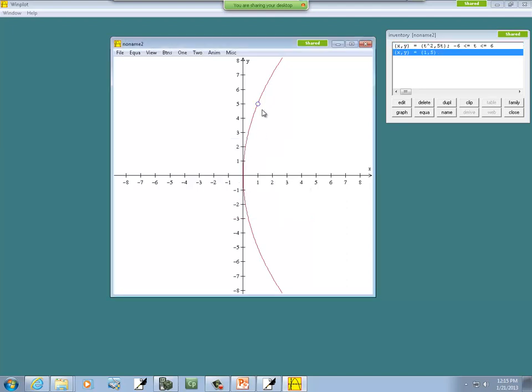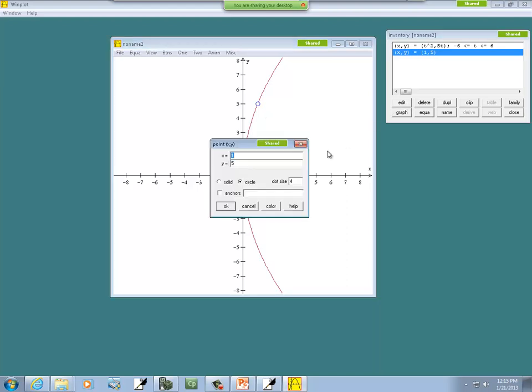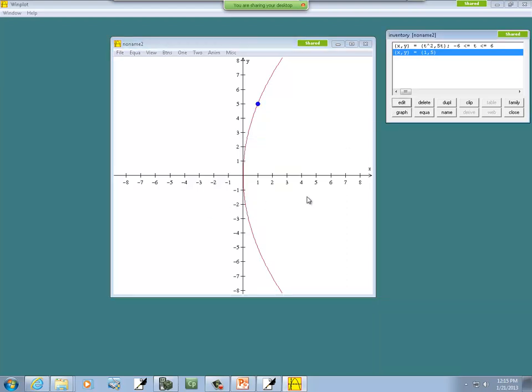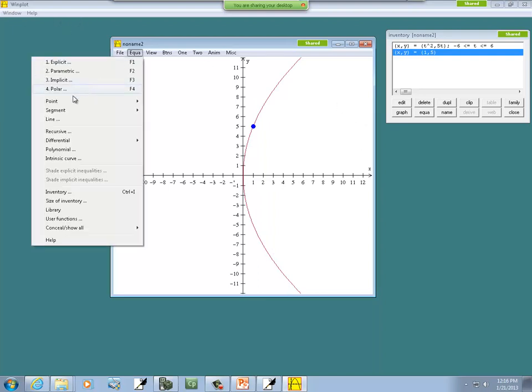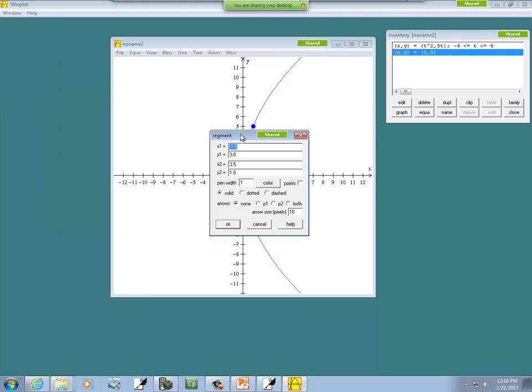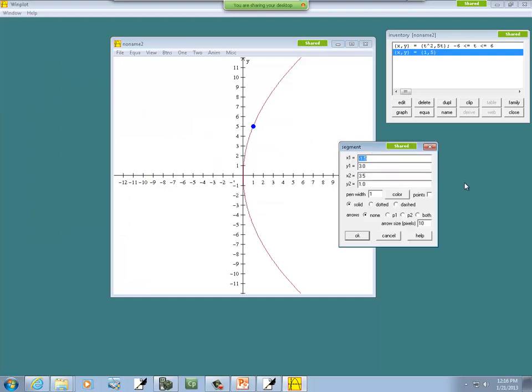Let me do an edit on that. I want to make that a solid, not open. There we go. So there's our point. Now let me click inside the image, do a page down a little bit more, so I've got a little bit more space to see. And I'm going to choose equation, and I'll choose segment, and I'll choose XY. Now this is asking us from where, and I'm going to put in x1 is 1 and y1 is 5.